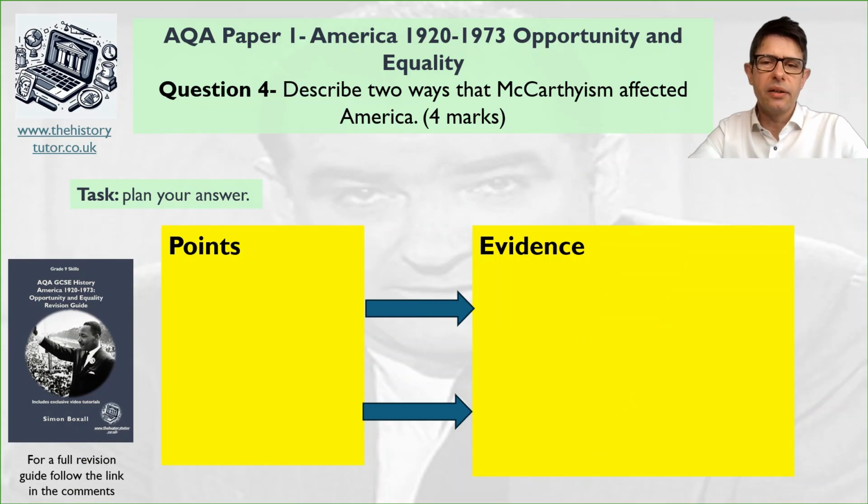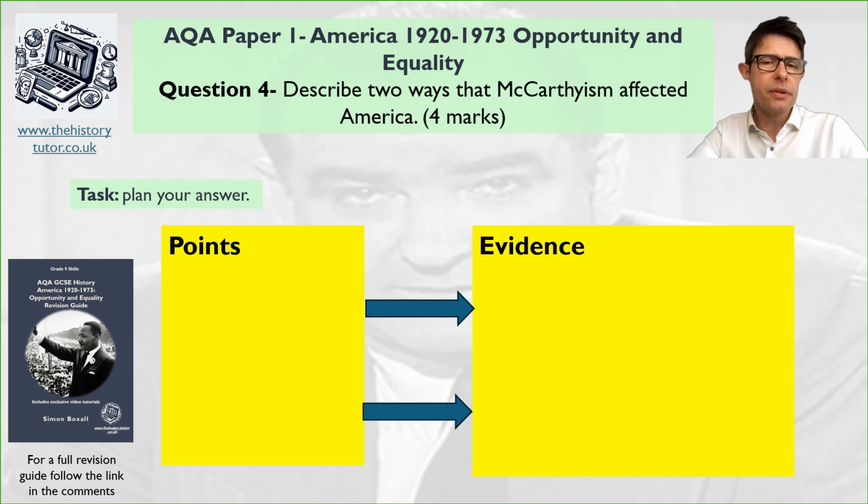Okay, so now let's look at the question in more detail. So we've got the question, describe 2 ways that McCarthyism affected America. Okay, so for this type of question, I've talked about how to do this in other videos. We need to make sure for 4 marks we have a point supported by good factual evidence, then a second point supported by good factual evidence. We probably need to write this whole answer, including our planning time, in 6 minutes.